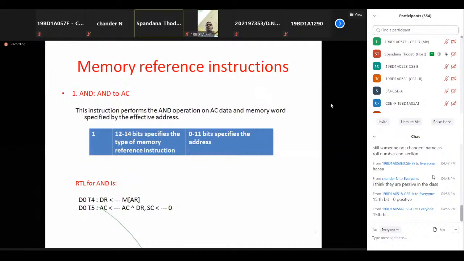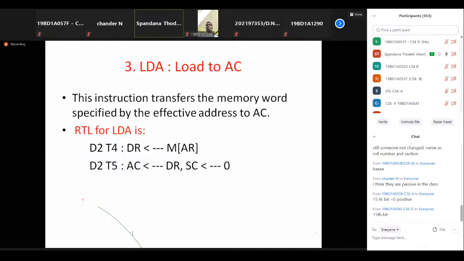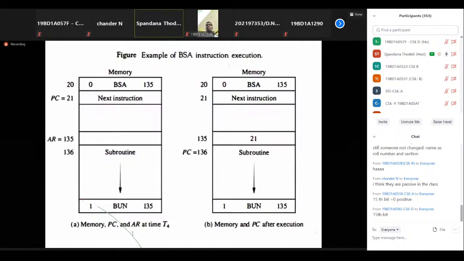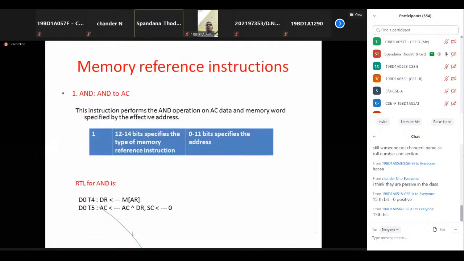So, memory reference instruction. You know when a memory reference instruction is executed. If D7 equals 1, then it is either a register reference or an IO instruction. For all the values of D0 to D6, a memory reference instruction is executed, right? So you know the memory reference instructions you have: AND, ADD, LDA, STA, BUN (branch unconditionally), BSA and ISZ. These are the 7 memory instructions. Now we will see in which clock cycle they are executed and what the respective register transfer language is.